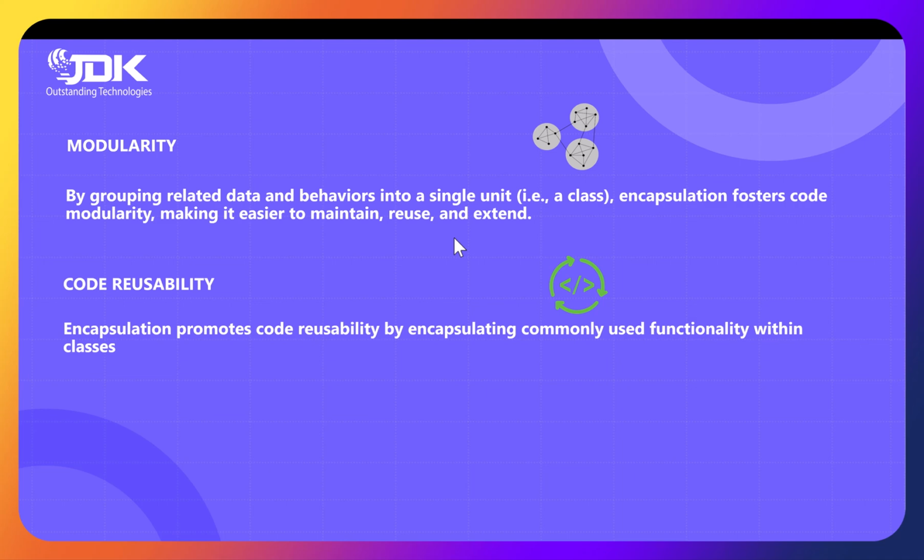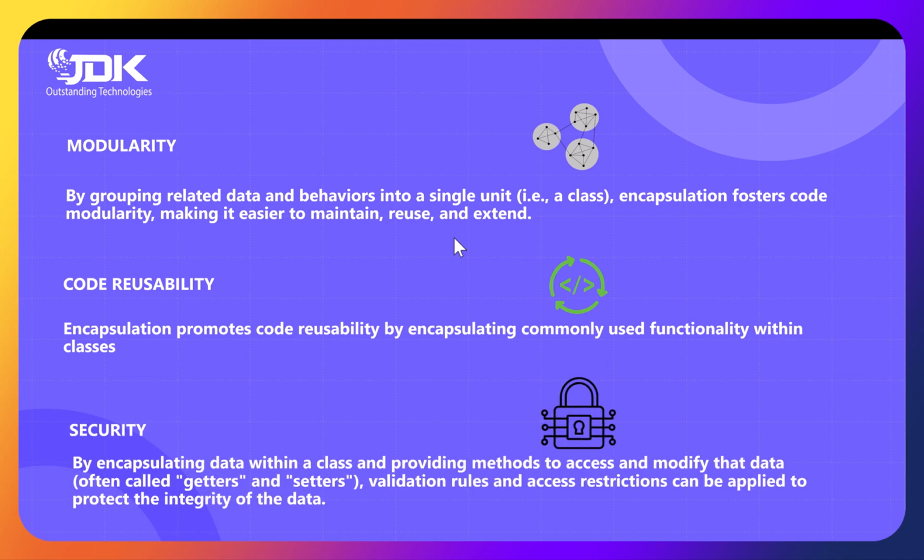And when we talk about security in the encapsulation context, we mean that by encapsulating data within a class and providing methods to access and modify that data, for example, through the use of getters and setters, then validation rules and access restrictions can be applied to protect the integrity of the data. And in that way, also protect the behavior that our objects should have.